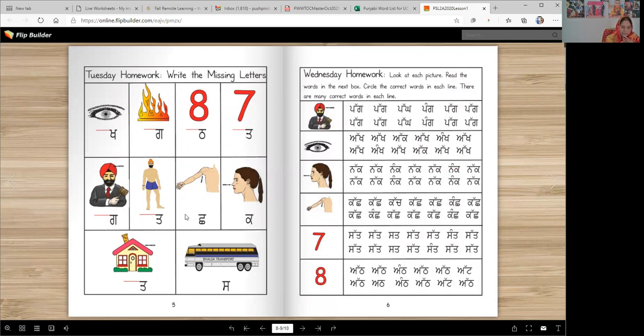Oh, here's a line missing. There should be a line here. It should be kach, right? There should be a line here, nanna. And there should be a line here. Okay, so make sure you get those.